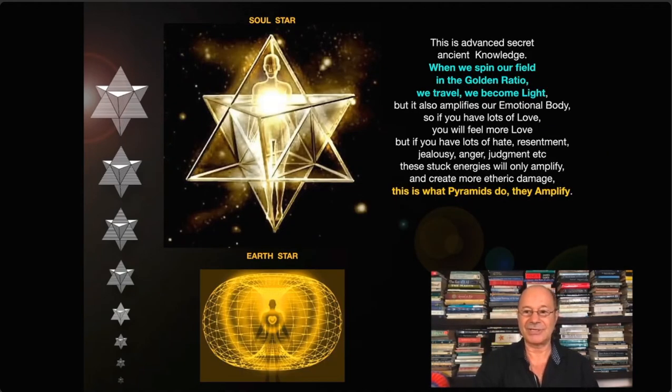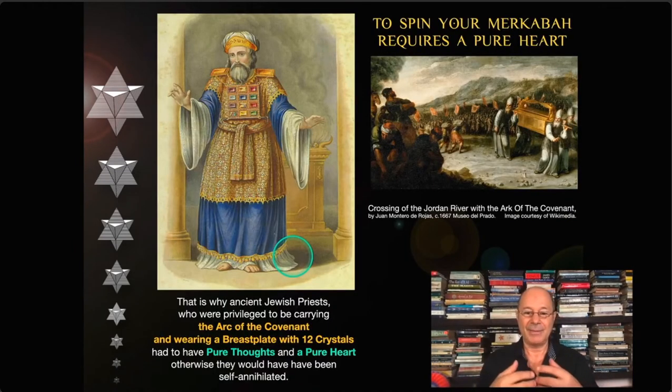Stay focused on nature, so that your field will naturally spin. When you're in pure thoughts, your thoughts will be amplified by this geometry. So you don't need to do anything but just to breathe. Just know the point above you is called the soul star, and the point below you is called the earth star, and they're in harmony.